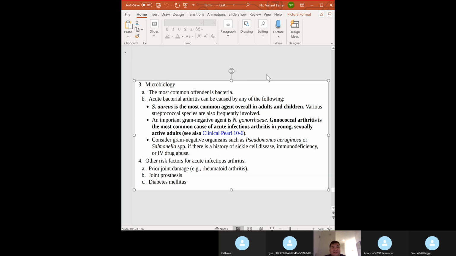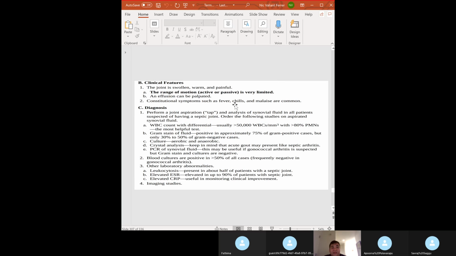Okay, some also have gram-negatives, like Pseudomonas and Salmonella. If there's a history of sickle cell, think about Salmonella. Okay, other risk factors, you can read that one. What are the clinical features? The range of motion is very limited. How do we diagnose? You perform a tap, you analyze the synovial fluid. What is in there? Increase in WBC.